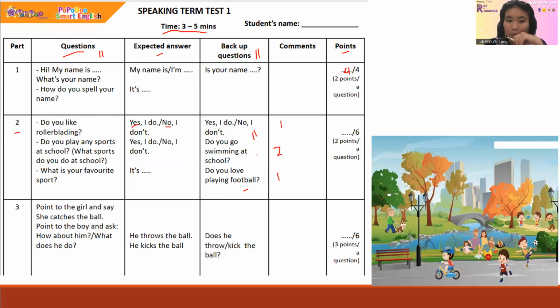The key point here is that you have to ask the question in this column first, and then you can wait for students about 5 seconds. If the student cannot answer it, you ask them the backup questions here.